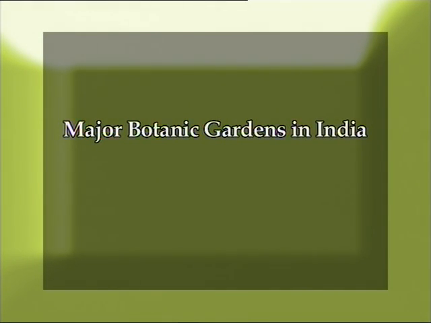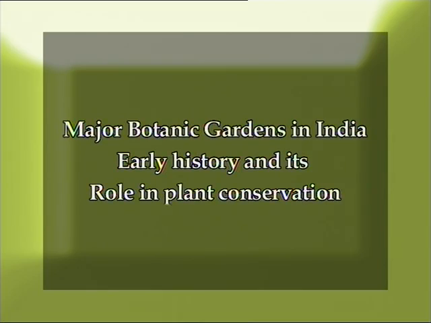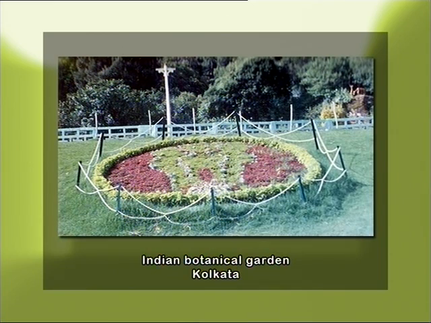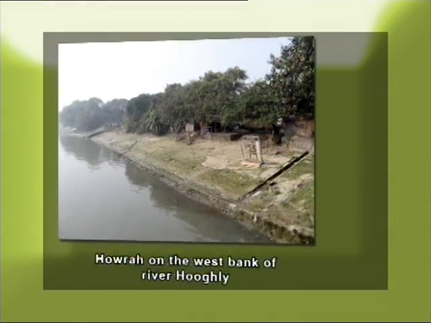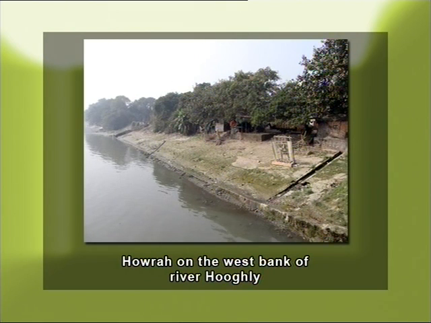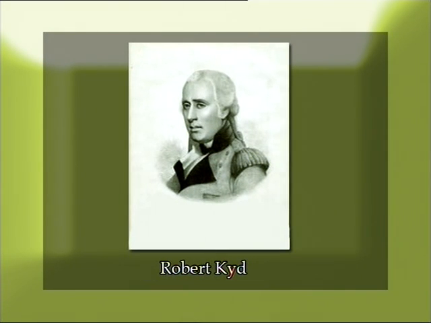Now we will discuss major botanic gardens in India, early history and its role in plant conservation. Number 1. The Indian Botanic Garden, Kolkata, formerly known as the East India Company's Garden. It is situated at Howrah on the west bank of river Hooghly. Robert Kyd proposed the establishment of this garden for horticultural and economically important plants. He himself had a private garden wherein he grew plants of economic importance.